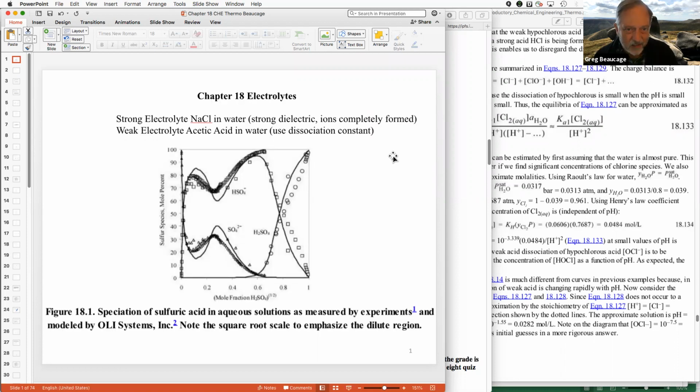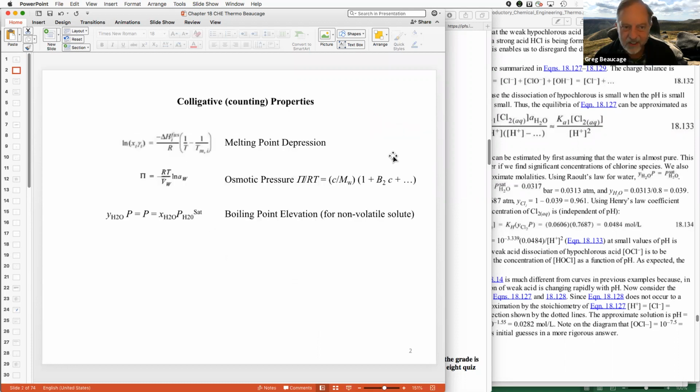So in this topic of electrolytes, you put salt onto ice to melt it. We looked before at these equations, like melting point depression, which we saw already. I forget what chapter it was. These are all what you call colligative properties.